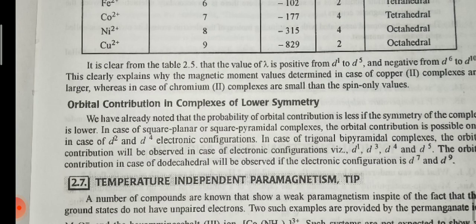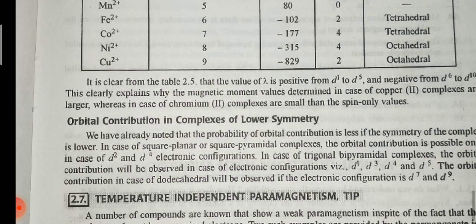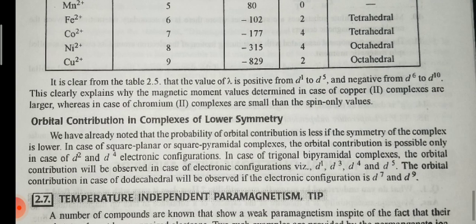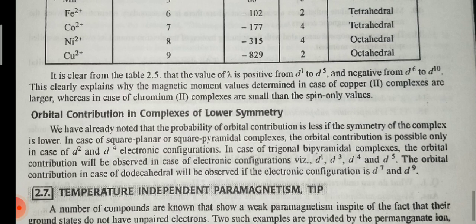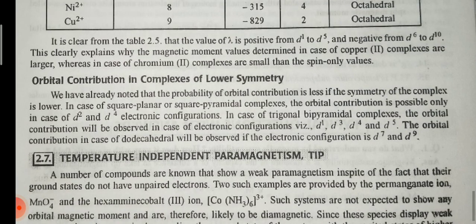It is clear from the table that the value of lambda is positive from d1 to d5 and negative from d6 to d10. This clearly explains why the magnetic moment values determined in the case of copper 2 complexes are larger, whereas in the case of chromium 2 complexes they are smaller than the spin only values.